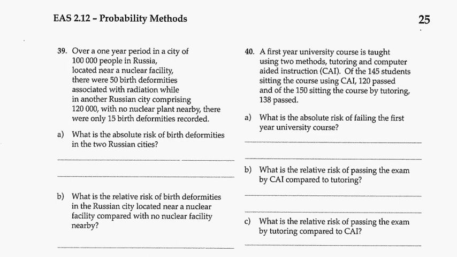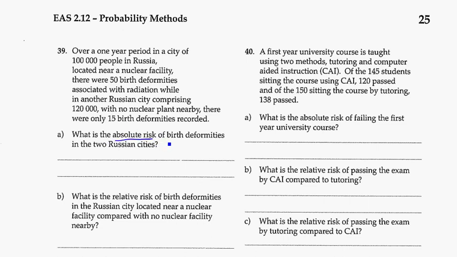So this is another example for you out of your workbook on page 25, question 39. Here we're not given a table, we've got to read some information out of the problem and make sense out of it. So over a 1-year period, in a city of 100,000 people in Russia, located near a nuclear facility, there were 50 birth deformities associated with radiation, while in another Russian city comprising 120,000 people, with no nuclear plant nearby, there were 15 birth deformities recorded. So what is the absolute risk of birth deformities in the two Russian cities?